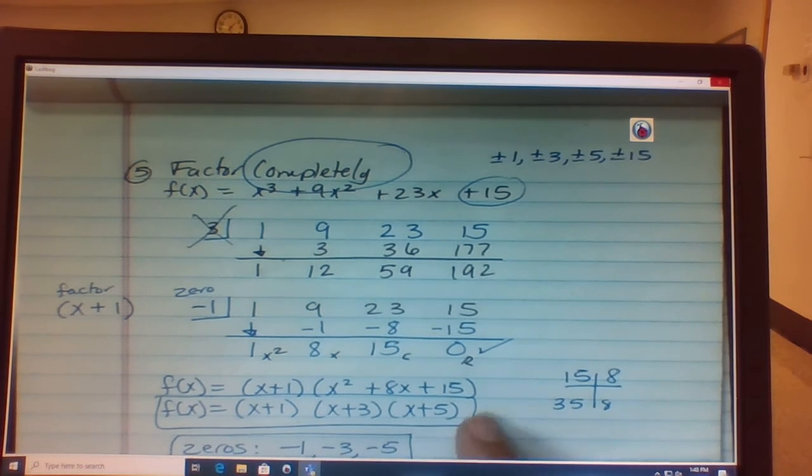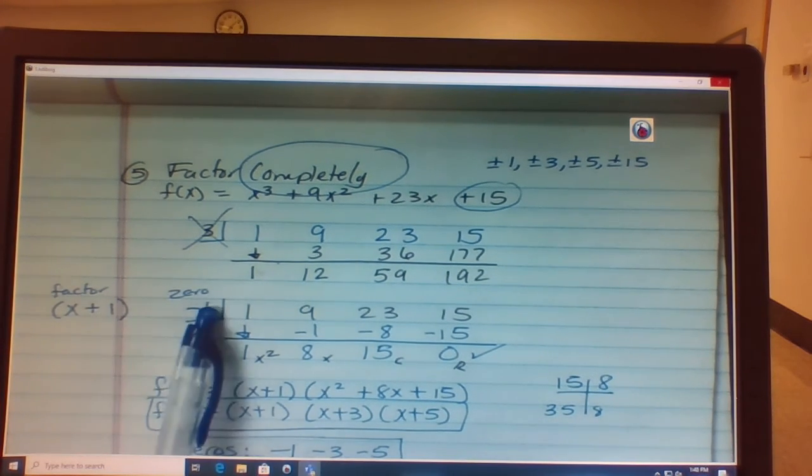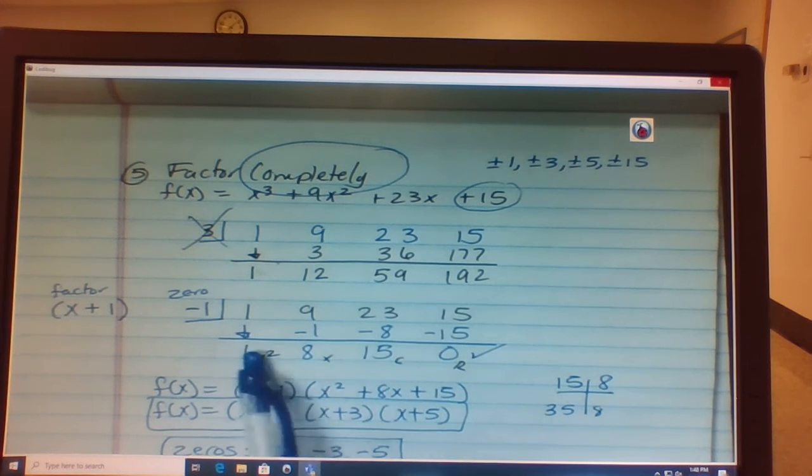Are we okay? So as soon as you find one, now, if you would have chosen 1 and it wouldn't work, then you keep trying until one of them gives you a 0. Once one of them gives you a 0, then you write this out and it should be something that you should be able to factor. So this is part of what we covered on Monday.